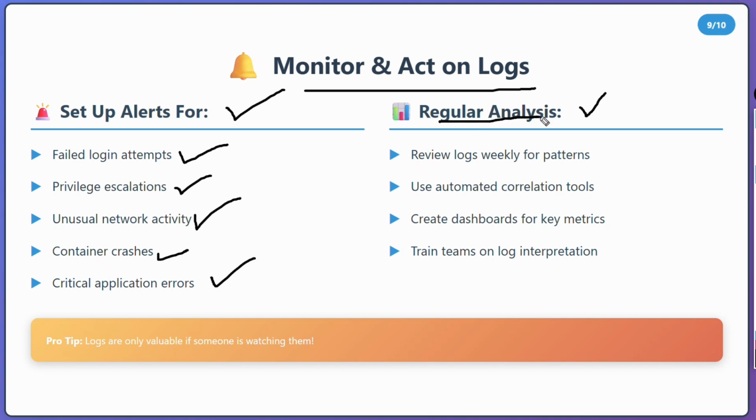And here are some regular analysis. We need to make sure to review the logs weekly for patterns. It basically helps to set a schedule to review the logs weekly and look for trends or some anomalies or some patterns that will be visible with this. Okay, and the next point was we can use automated correlation tools, tools like some SIEM tools can correlate the events across the system, and that will highlight suspicious behavior automatically.